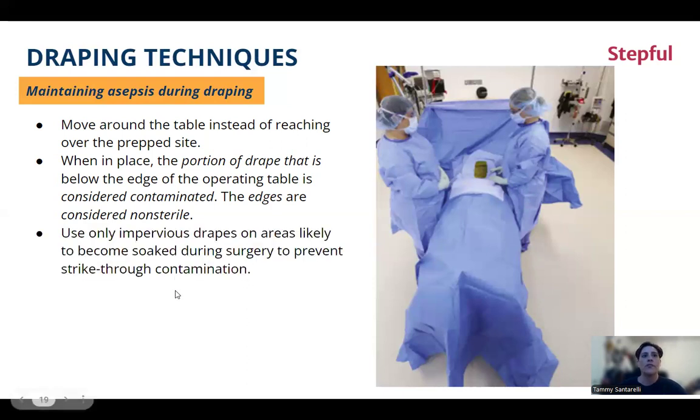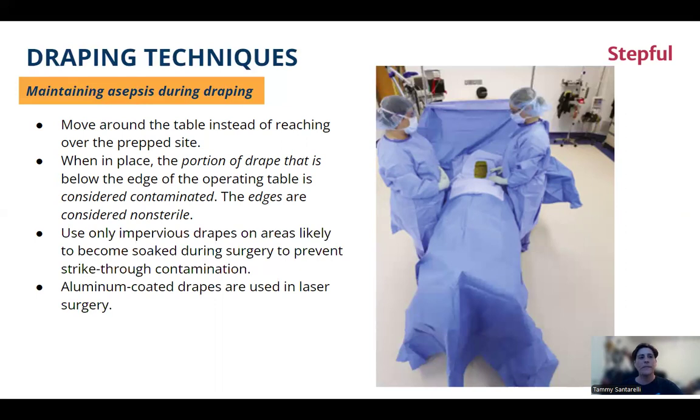Use only impervious drapes on areas likely to become soaked during surgery to prevent strike-through contamination. There's going to be saline up there. If you're doing an orthopedic case and it's an arthroscope case, there's going to be tons of water because somehow we have to blow that joint up, and we do it with water. So whatever comes in must come out. Aluminum coated drapes are used in laser surgery.